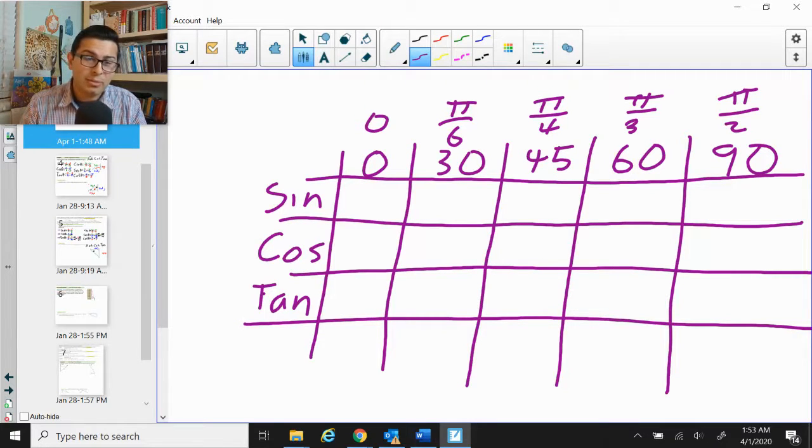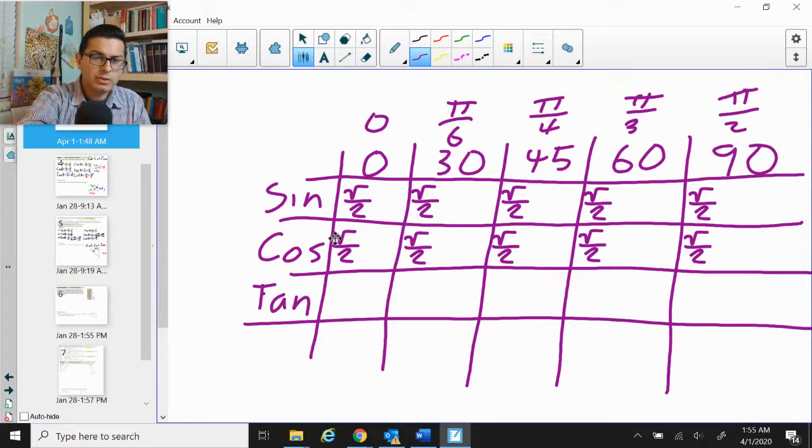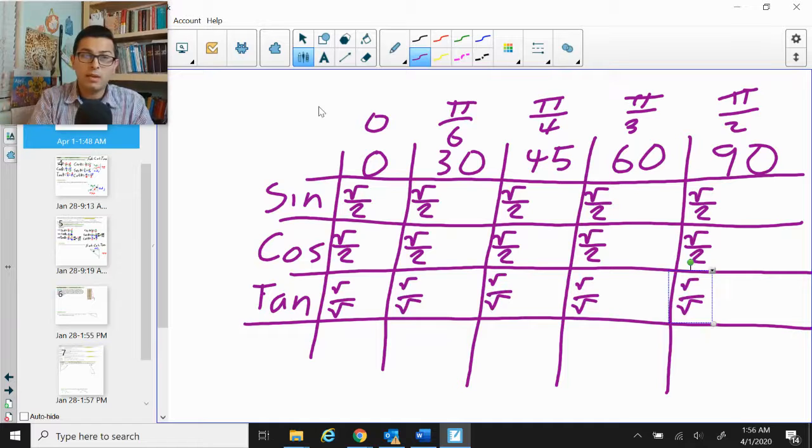Now the setup. The setup is that you're going to write the same thing in sine and cosine on the top and the bottom. And that thing that you're going to write is going to be square root of something over 2. And that you're going to write on both the top and the bottom. And then for tangent, you're going to write square root of something divided by square root of something. And now we have our entire setup. The next part is going to be so easy that you're going to be like, really? This is all you need to do?